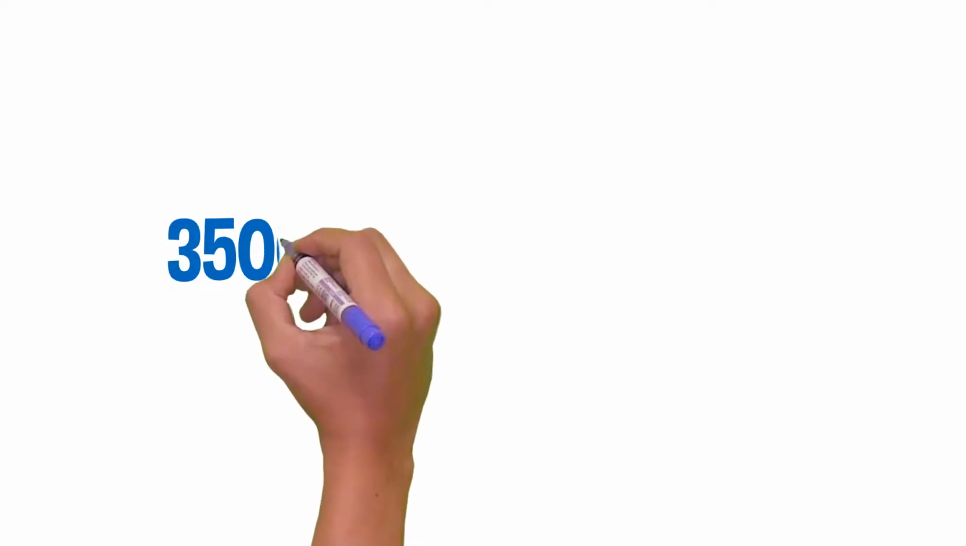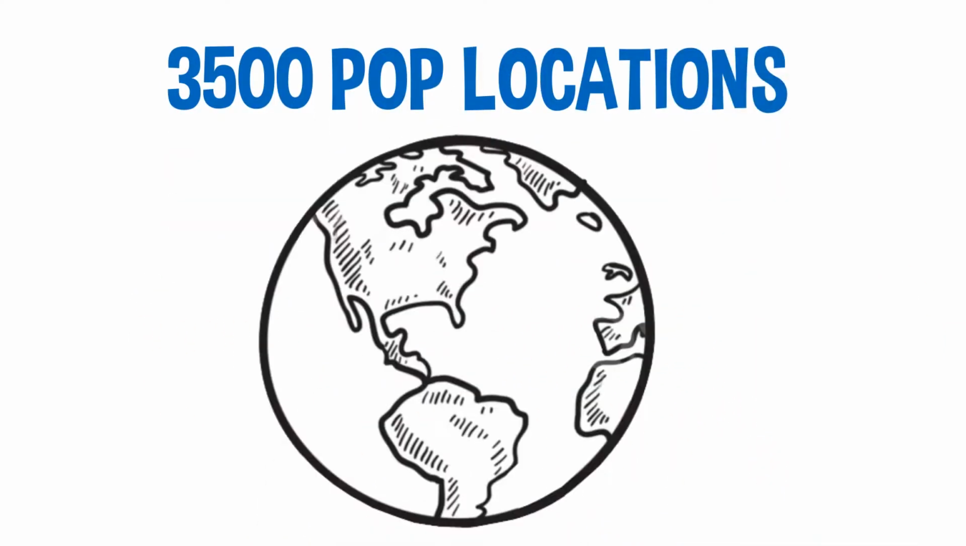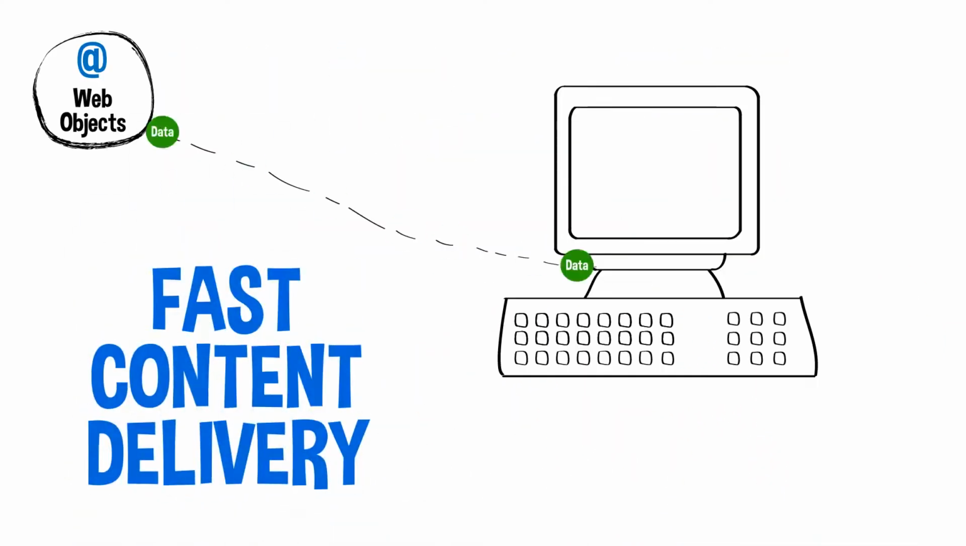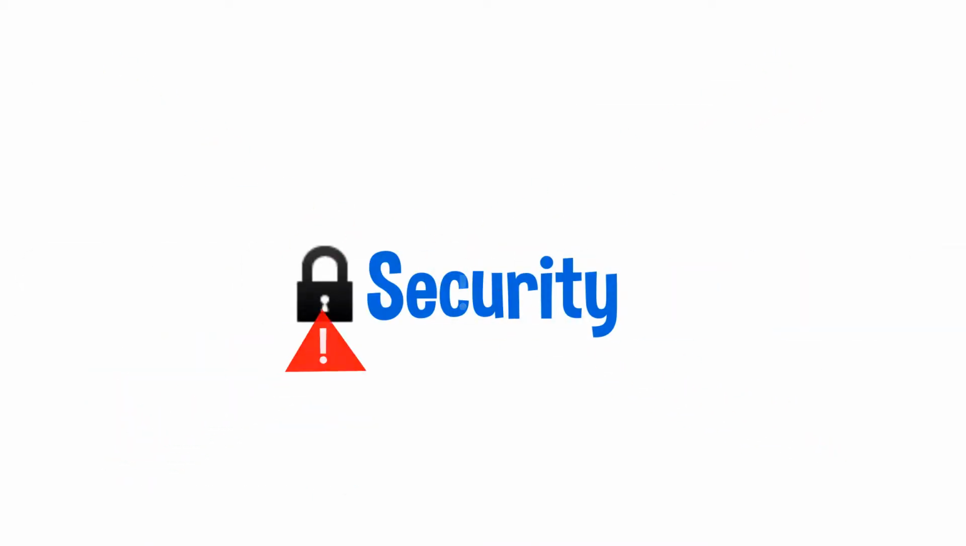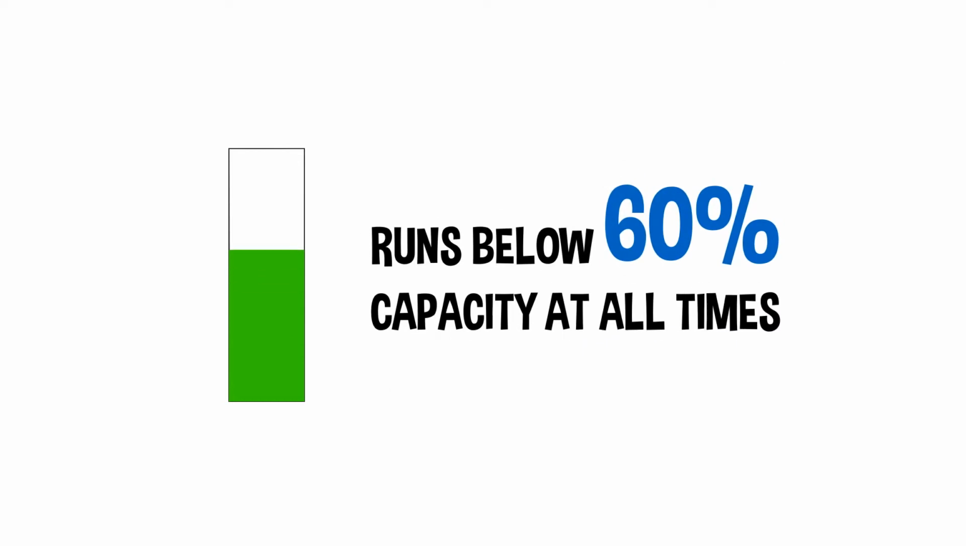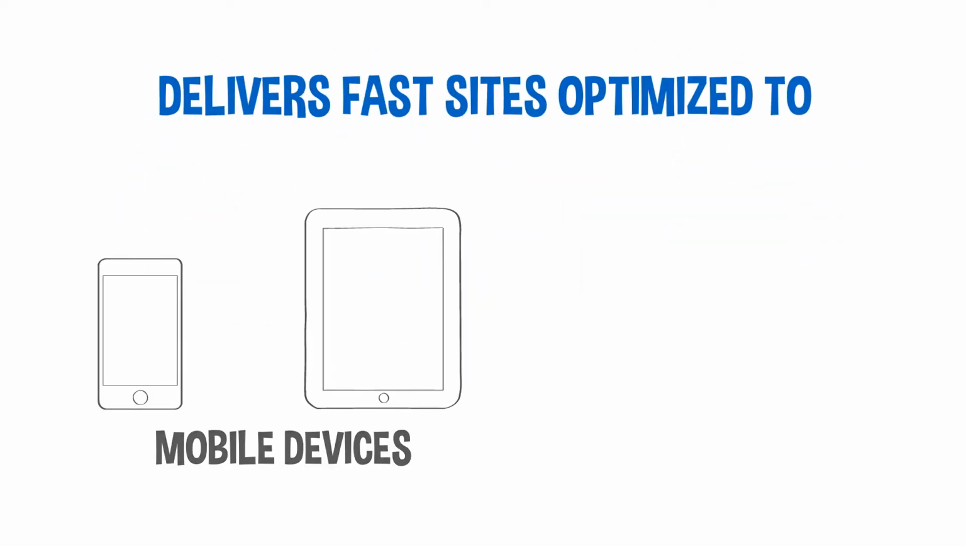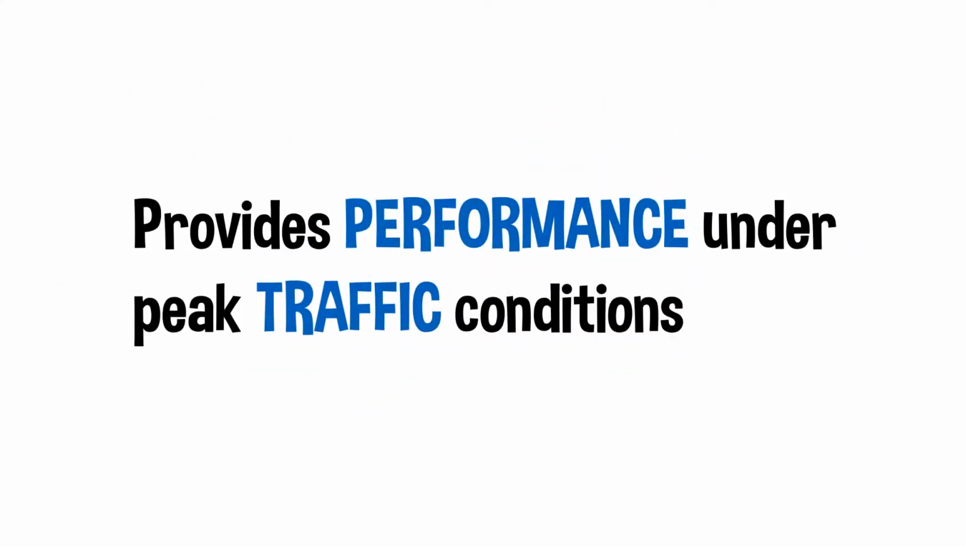Benefits of Acelloria CDN. 3,500 POP locations around the world, meaning fast content delivery. Provides security by absorbing and neutralizing potential threats. Runs below 60% capacity at all times. Delivers fast sites optimized for mobile devices or desktops. Provides performance under peak traffic conditions.